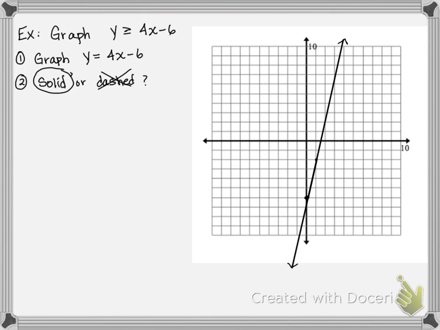And now we need a test point. What do you guys want to use? 0, 0. Okay. You guys are so agreeable. I've had people say, do 100, 3072, just to be pains. Okay, so 0 is greater than or equal to 4 times 0 minus 6. So we get 0 is greater than or equal to negative 6. Is that a true statement? It is. So true.